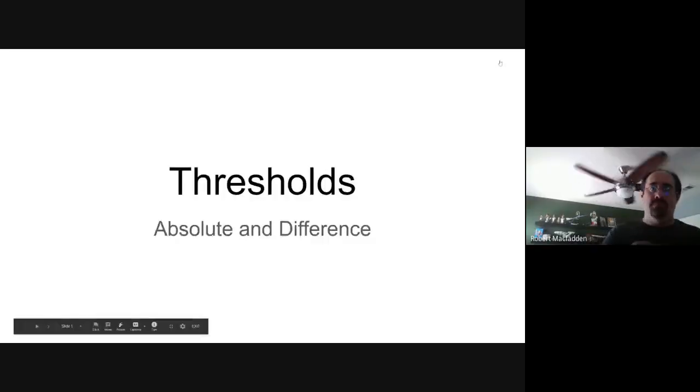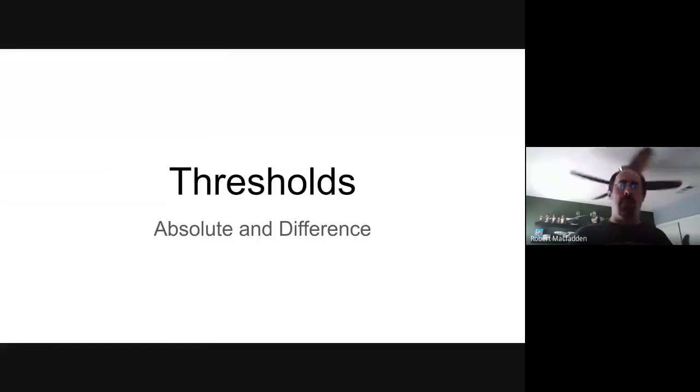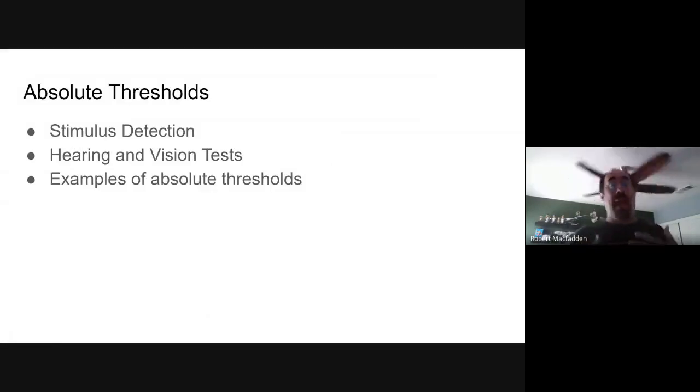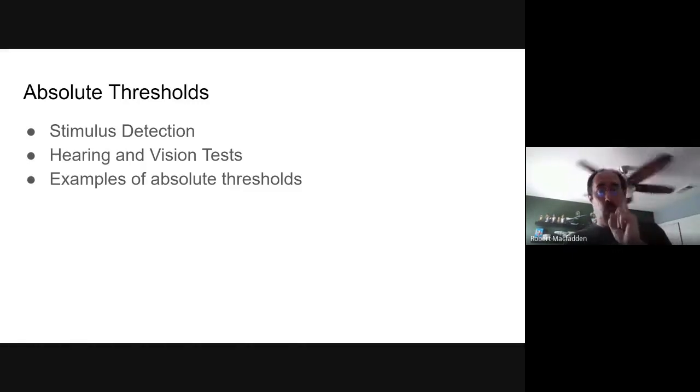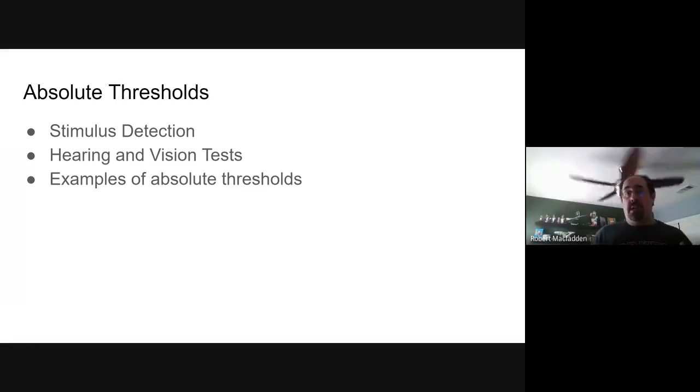We're talking about thresholds. Thresholds are, especially when we start talking about absolute thresholds, the absolute minimum stimulus that is required to be reliably detected. And by reliably, I mean 50% of the time plus one more time. So what is the absolute minimum amount of stimulus needed for us to be able to detect?